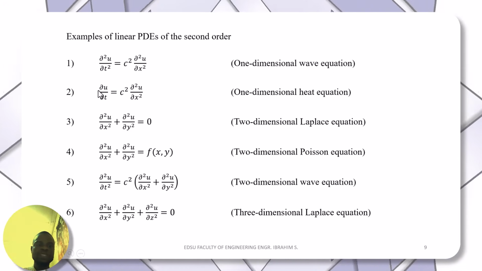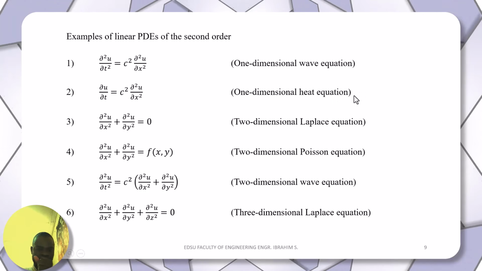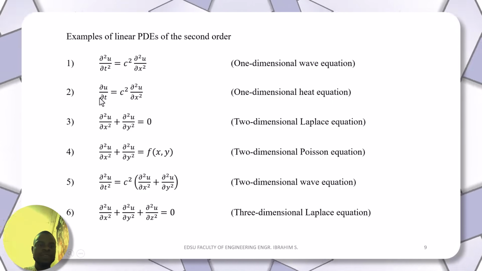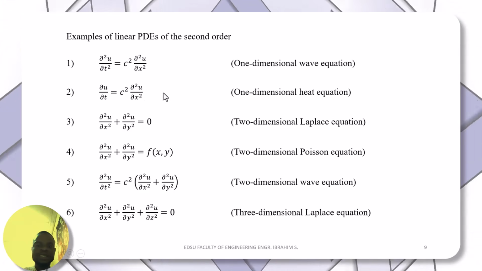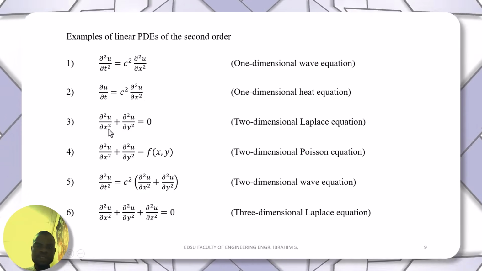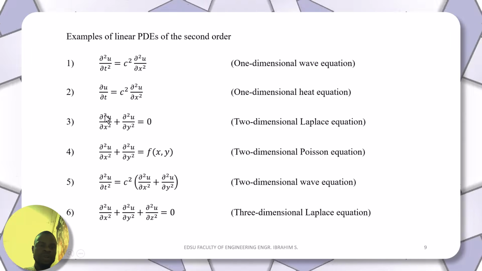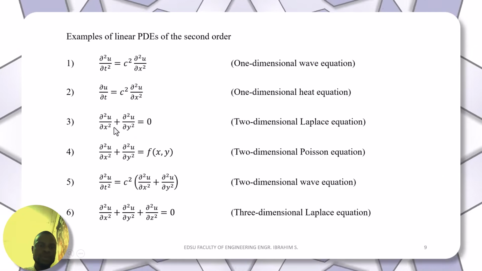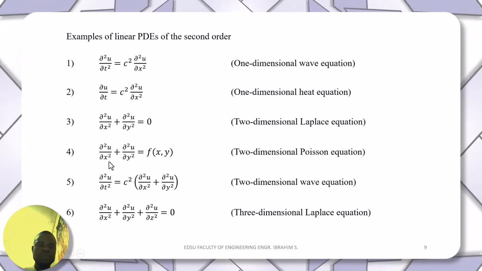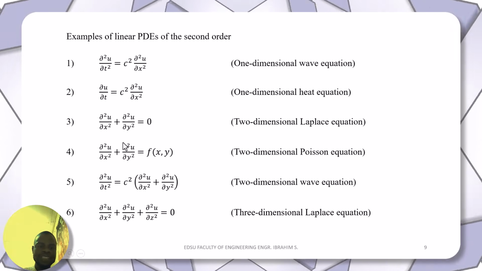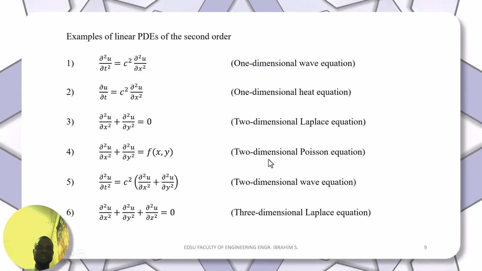Then we have the second one, which is for the one-dimensional heat equation. Now for the heat equation, this is first order, unlike this, which is second order, but this still remains the same. And the third one, the two-dimensional Laplace equation. For the Laplace equation, you have second order. Whenever you sum them, don't forget for x and for y, when you sum them, it will give you 0. But if you sum them and it did not give you 0 for x and y, it gives you a function, then it's called a Poisson equation.